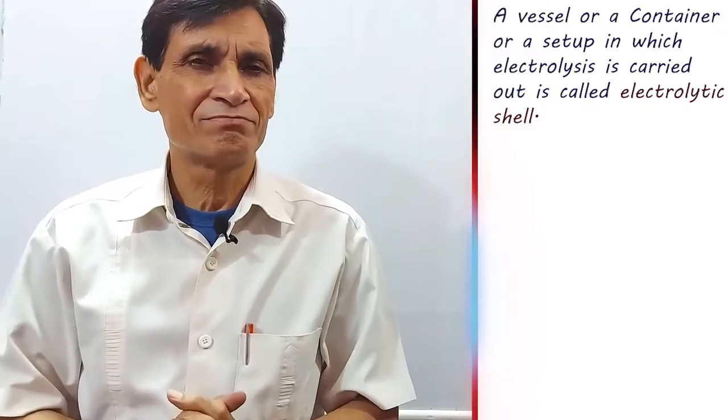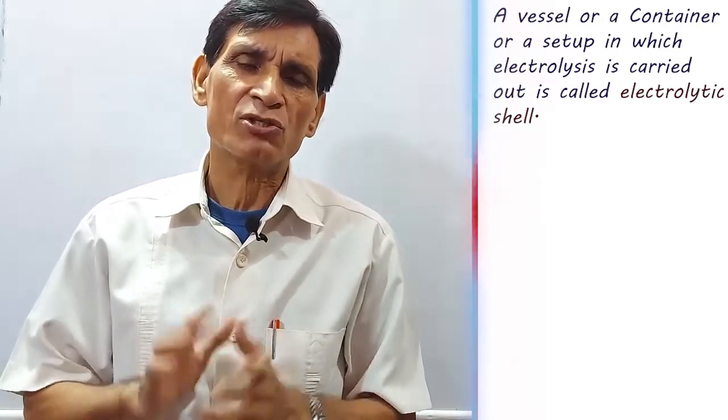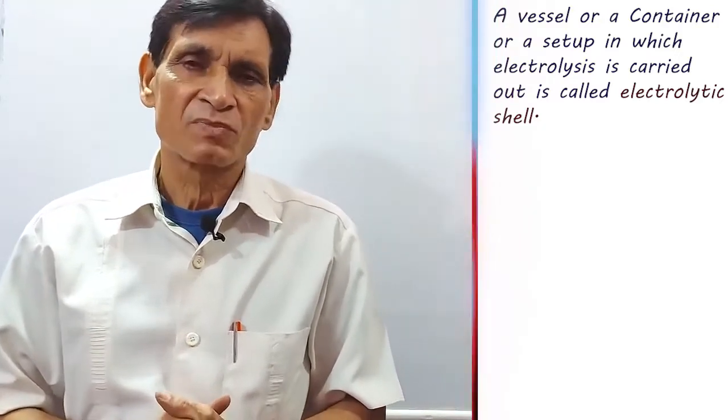Hello students, in this video you are going to study about the electrolysis of fused or molten lead bromide. First point, electrolytic cell. A vessel or a container or a setup in which electrolysis is carried out is called an electrolytic cell.